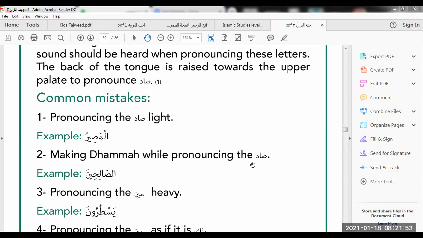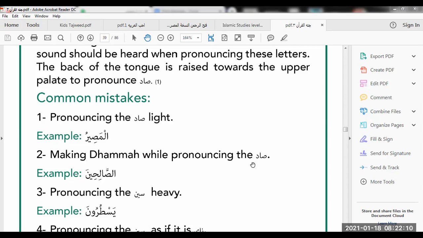It is like jim and sheen. Some people stretch the lips when they pronounce jim and sheen. That's wrong. That's a big mistake.